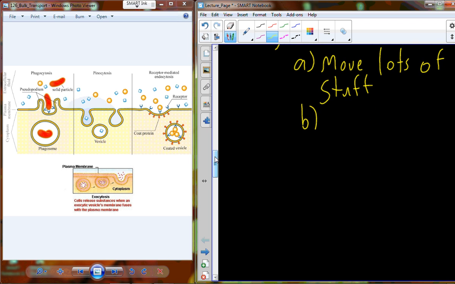We can move across the membrane in two different ways, into the cell or out of the cell. When we move stuff across the membrane out of the cell, we call that exocytosis. Exocytosis is out of the cell, and that's one of our forms of bulk transport. Now, maybe to help you remember, in the term exocytosis, I see exit in there. So we exit cytosis, and that's because we're exiting the cell or we're leaving the cell.